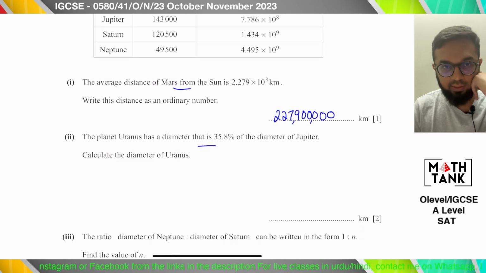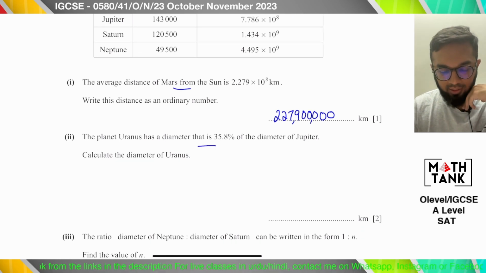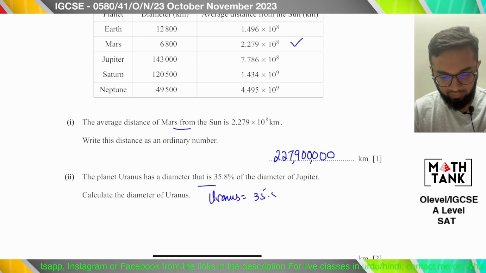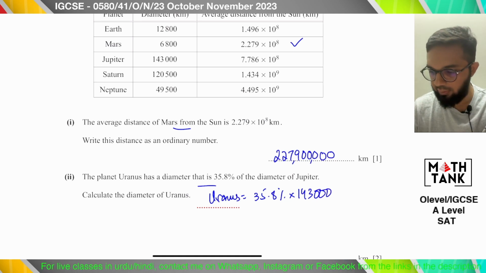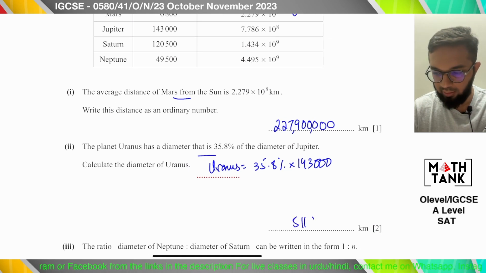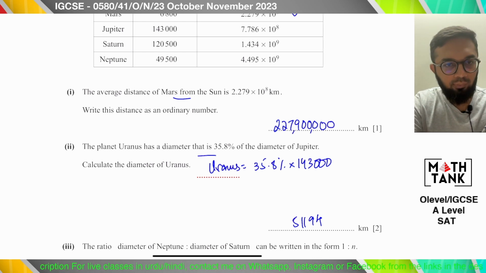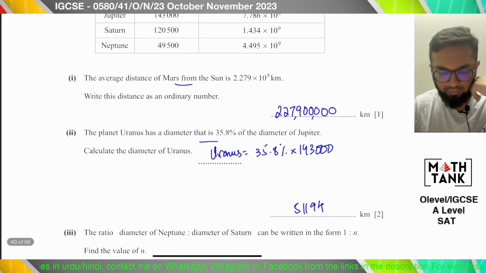The planet Uranus has a diameter that is 35.8% of the diameter of Jupiter. So Uranus is 35.8% of Jupiter, 143,000. So what's 143,000 times 35.8%? It's 51194. An exact answer, so that's absolutely fine.